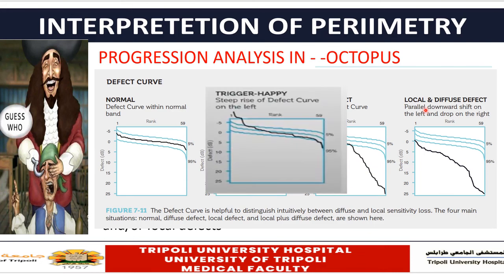Another useful thing from this curve is that it also highlights the trigger-happy patients. If you find abnormally high sensitivity of the curve, as you can see here, beyond the normative data, this might indicate a trigger-happy patient.